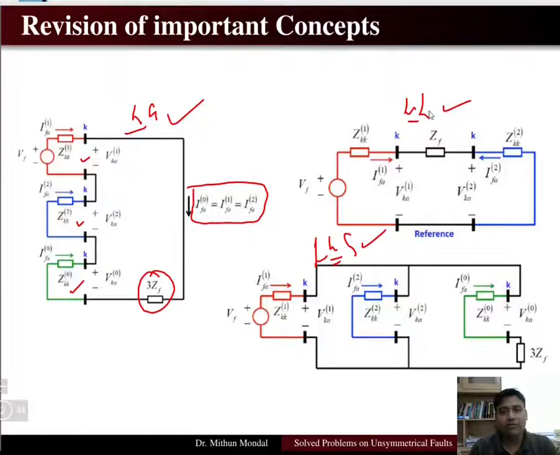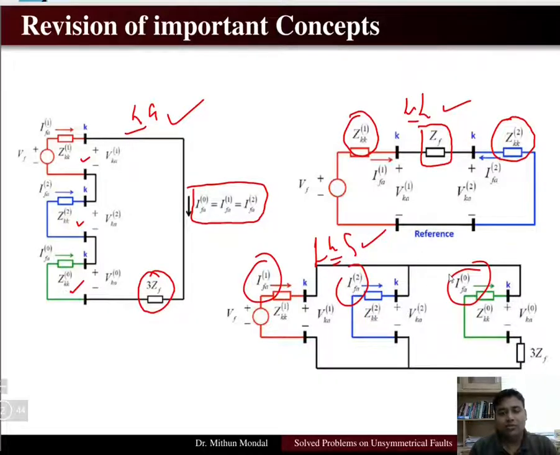Now here in line to line fault, the fault impedance is connected in parallel with the positive sequence and negative sequence. There is no zero sequence component because the ground is not involved in this fault. Now here in double line to ground fault, we have positive sequence, negative sequence and zero sequence all connected in parallel with respect to ground, and there is a fault impedance here which is equal to 3 times ZF. So we have to remember these three diagrams or circuits in order to solve the problems on unsymmetrical faults.